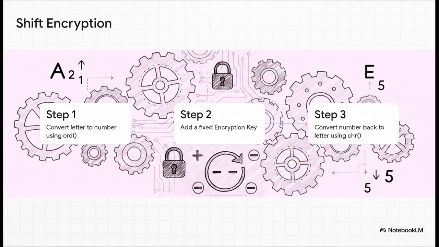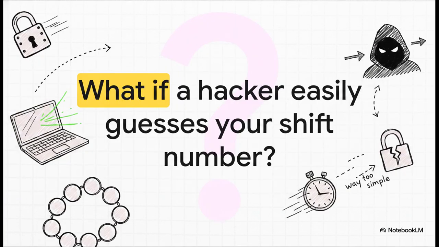Super easy, right? Shifting is a totally solid start. I mean, it's how people encrypted things for hundreds of years. But what if a modern hacker just guesses your shift number? Computers today are unbelievably fast. A hacker's computer could easily guess every single possible shift from 1 to 26 in literally a fraction of a millisecond. So yeah, it's way too simple for modern bad guys. We definitely need something stronger.